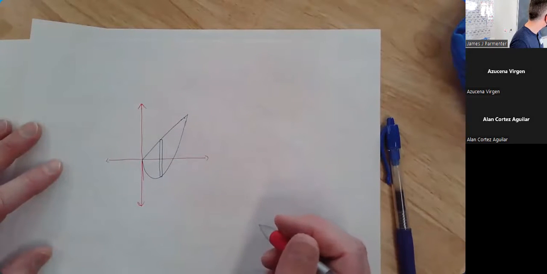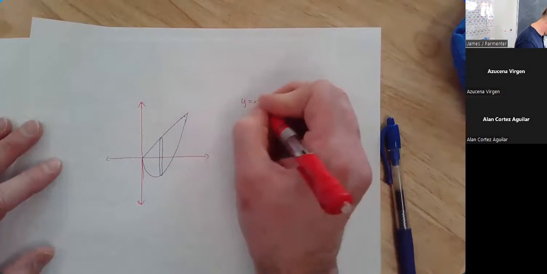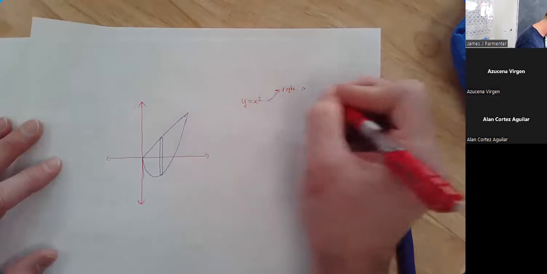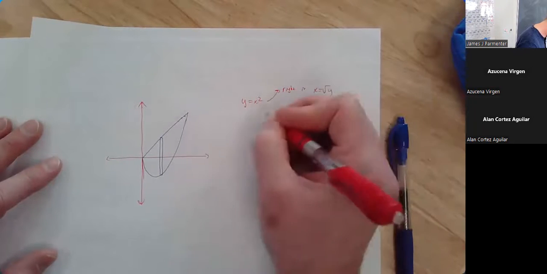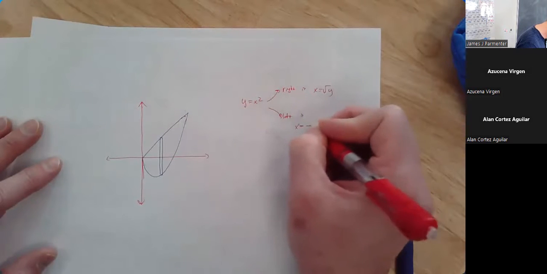So the half side before 0 was on the negative side. So the function was not defined on that area because the square root of y is not defined, because y equals x squared. And you turn it into x, so y equals x squared, the right half is x equal to the square root of y, and the left half is x equal to the negative square root of y.